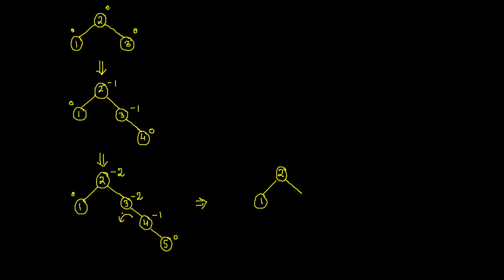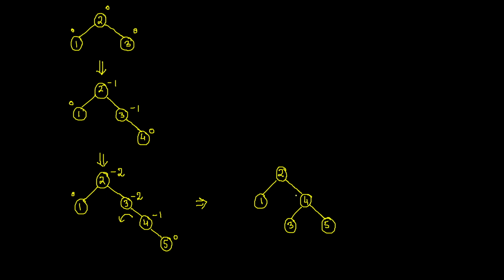Since the rotation has been done with respect to 3, now 3 will go down, 4 will go up. So if 4 goes up, naturally the right child of 2 becomes 4, whose left becomes 3, and right is obviously 5.